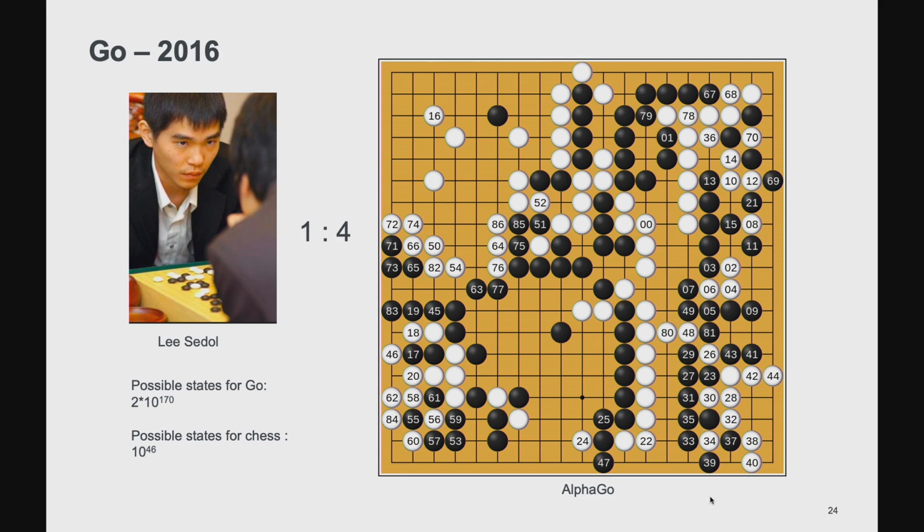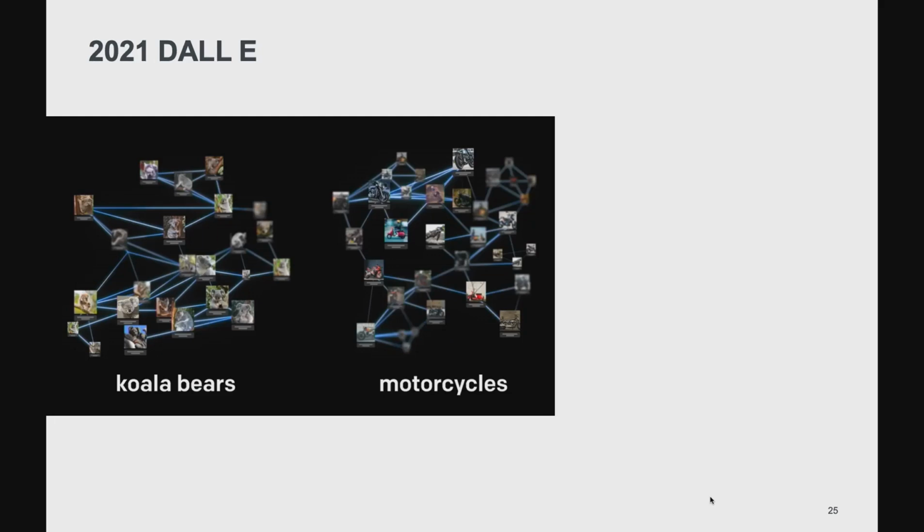And only when AlphaGo tamed this huge search space, here's a search space of possible states for Go, 2 times 10 to the power 170. Compare that to chess, 10 to the power 46. So this is a huge difference in the number of states that you can a priori consider. And only when they found a way to tame this by recognizing patterns, also with neural networks, and by doing reinforcement learning, which was important for that, they were able to conquer this problem of playing Go successfully.